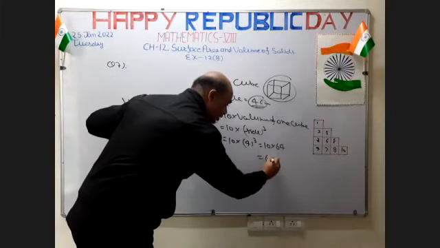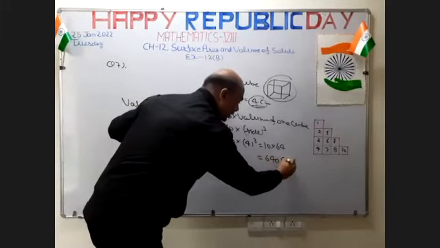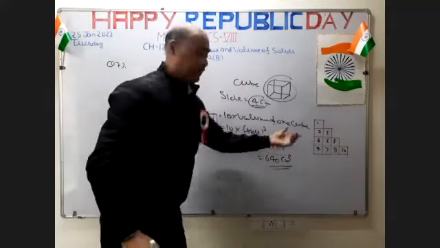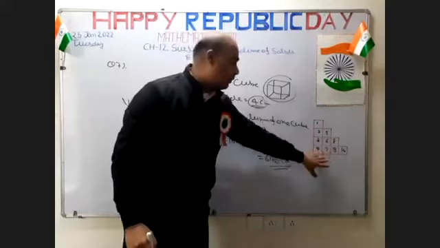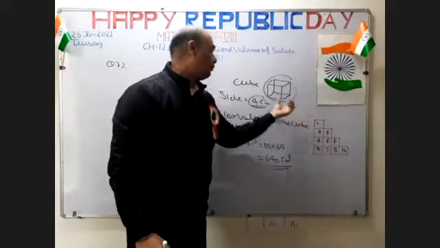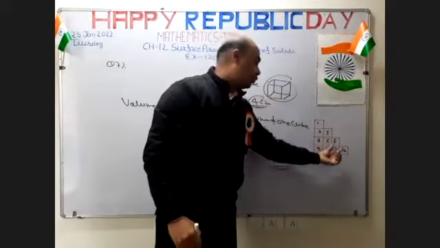So the answer becomes 640 centimeter cube. This is the volume of the building. I want to repeat this question again, better. Okay, now this is the shape of the building. This shape of building is going to be made with the help of cubes. All these 10 cubes are there.